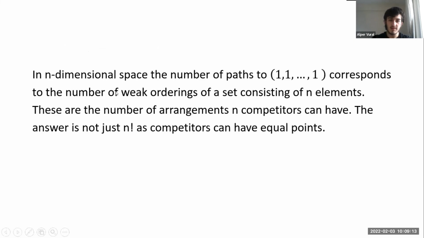In n-dimensional space, the number of paths to the point (1, 1, 1, 1, 1) corresponds to the number of weak orderings of a set consisting of n elements. These are the total number of arrangements n competitors can have. The answer is not just n factorial, as competitors can have equal points.